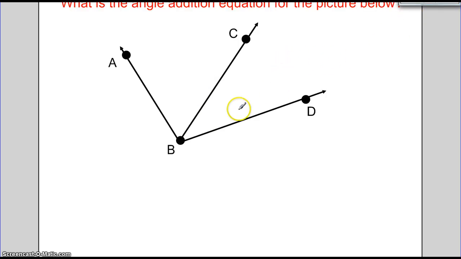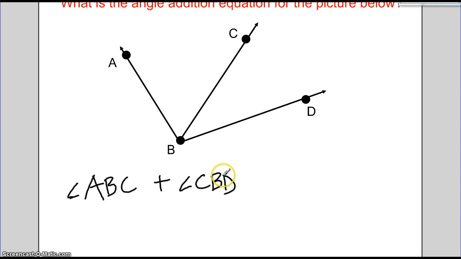The angle addition equation for this picture should be angle A to B to C plus angle C to B to D. That gives me the whole thing, which is A to B to D.